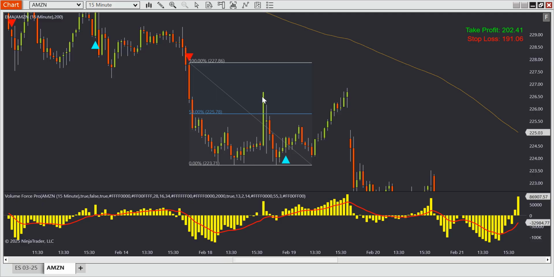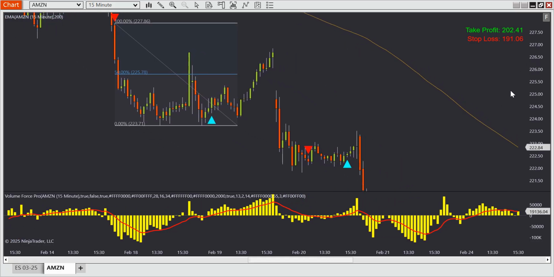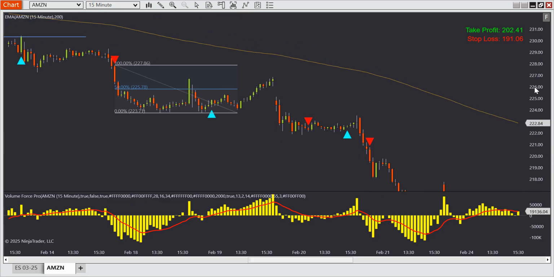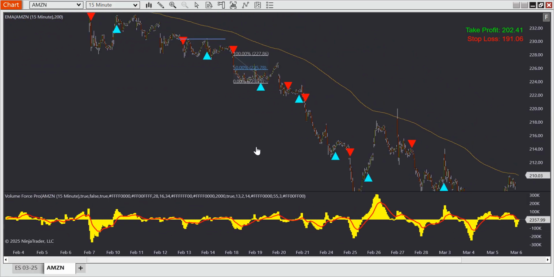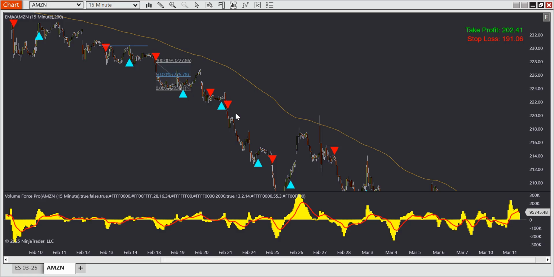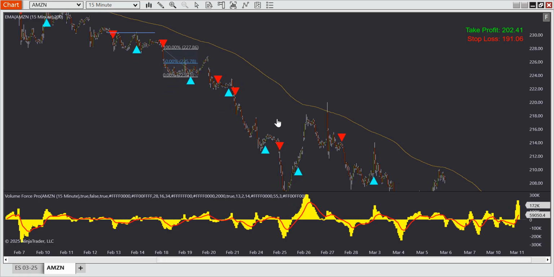Price moves back up into the premium side of that range. Of course, tapping into this gap here. So many confluences: premium of the range, the sell signal giving us confidence that another down move is coming, price still below the 200 EMA. And then that is exactly what we see. As I zoom in more, once it hits premium, it just continues to drop.